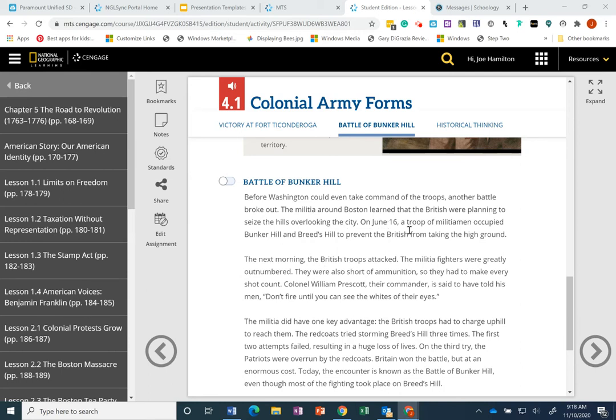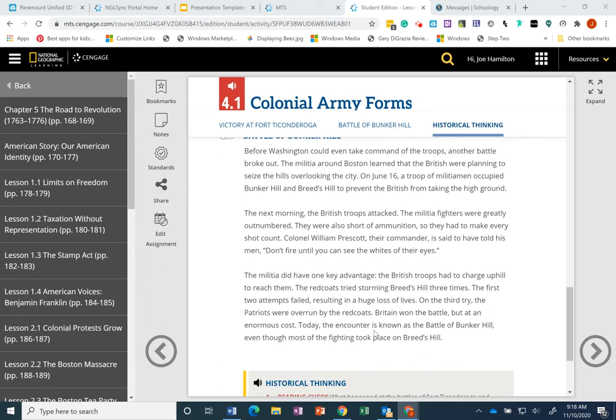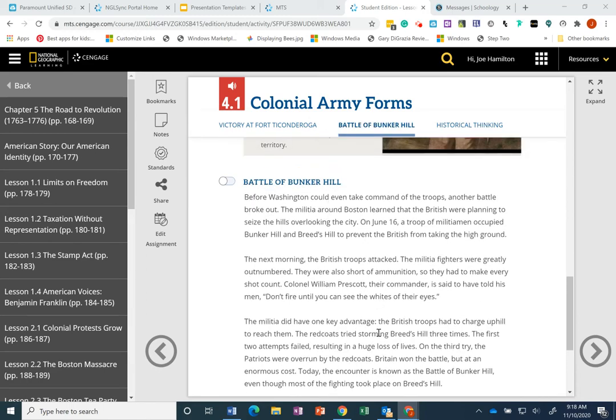Once you get down here to the Battle of Bunker Hill, again, there's a lot. You can do a sequence of events for your four facts. You could talk about how the significance of the Battle of Bunker Hill. Why was it important? That would be an important fact to know. Okay, so Battle of Bunker Hill should be really easy.